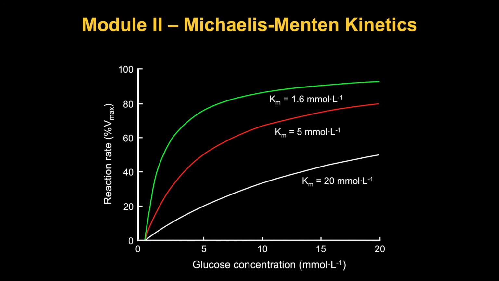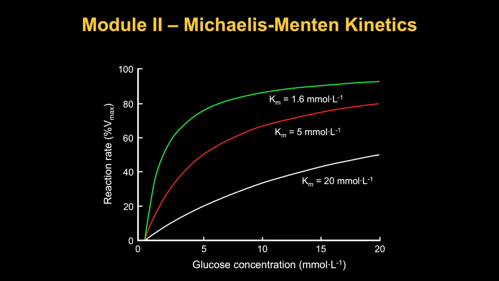So let's compare some different Km curves. Again, here on the y-axis we have reaction rate as a percentage of Vmax. Here on the x-axis we have glucose concentration. So we're going to use glucose as an example here, and we're going to use those transport proteins that we were talking about earlier. There are several of these, as I mentioned, and each one of these curves, the green, the red, and the white, represents a different Km value. So the green curve has a Km of 1.6 millimoles per liter, 5 millimoles per liter for the red line, and a Km value of 20 for the white line.